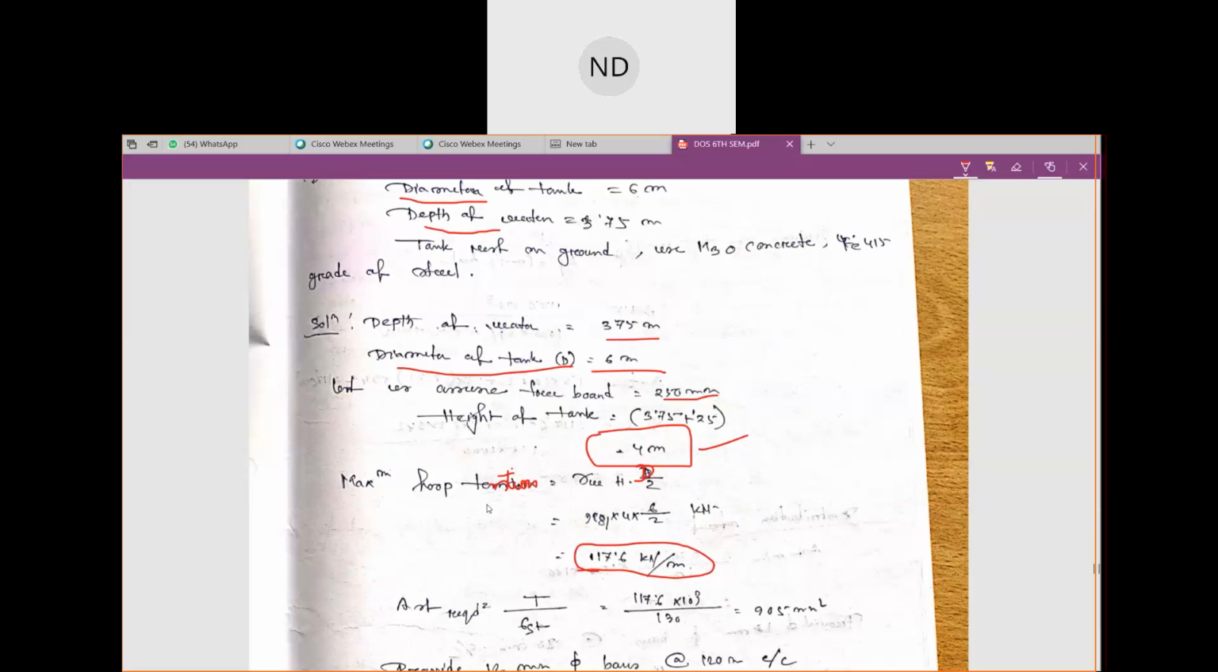Now the area of steel required will be, this is hoop tension T, so T by sigma ST. Sigma ST, like in the rectangular tank, we check in the IS code tables 2 and 3. From there we get sigma ST for M30 grade of concrete, which is 130. So the area of steel required is 905 mm square.